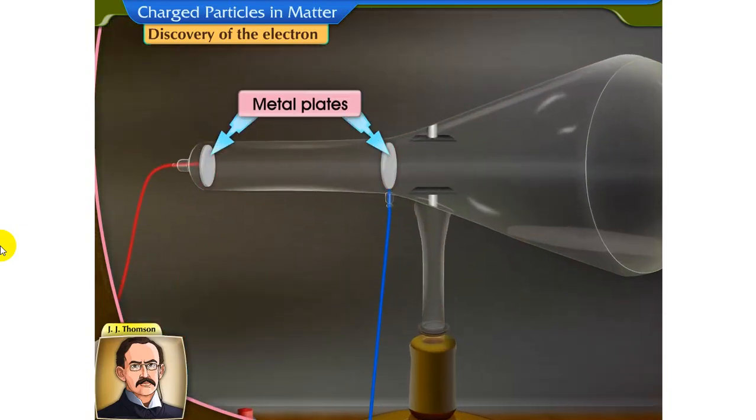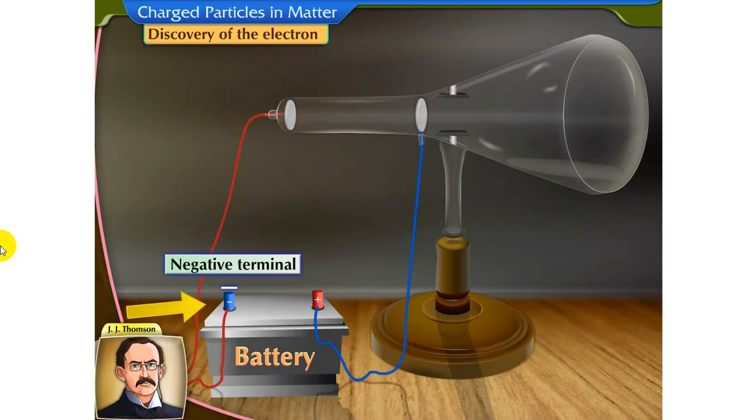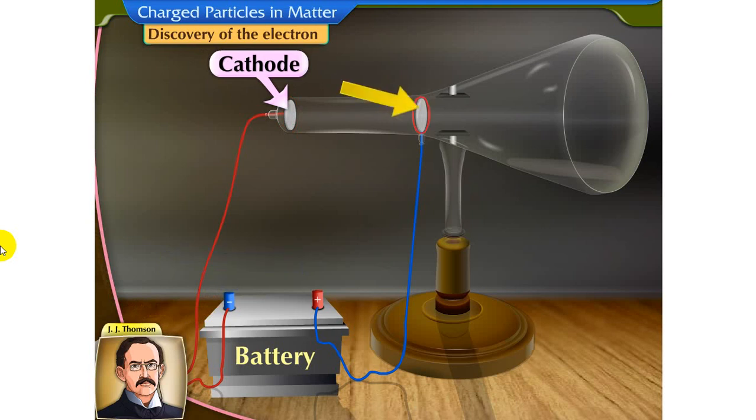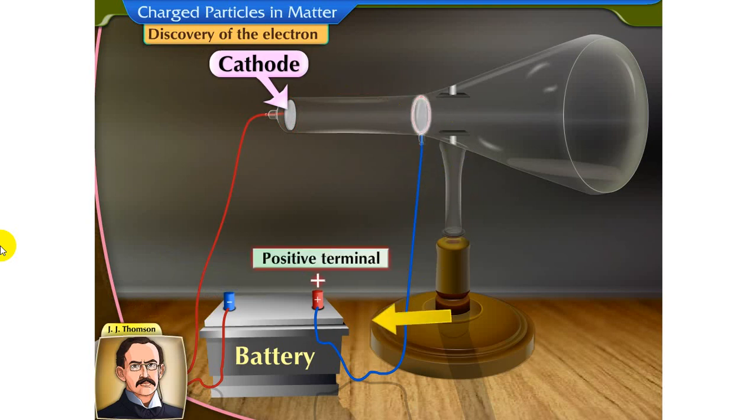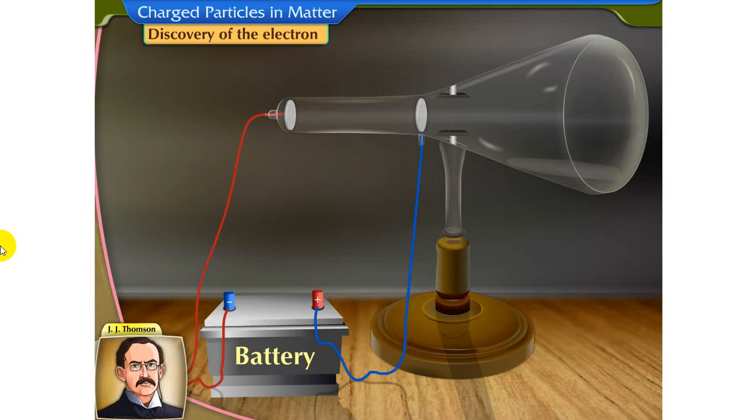There are two metal plates at the two ends of the tube. The metal plate connected to the negative terminal of a battery is the cathode, while the metal plate connected to the positive terminal is the anode. Thomson observed that when a high voltage was applied between the two metal plates of the cathode ray tube, the cathode emitted rays.